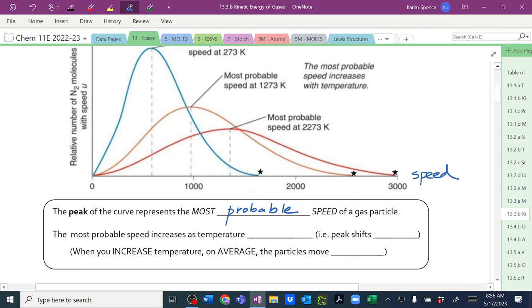The most probable speed increases as the temperature increases. So yeah, we're basically summarizing what's happening there. So the peak shifts to the right. When you increase temperature, on average, the particles move faster.